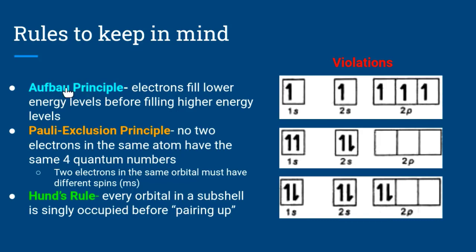So there are a few rules that you need to keep in mind. It's the Aufbau principle. What it basically says is that electrons fill lower energy levels before filling higher energy levels. A violation of the Aufbau principle would be something like this on the right-hand side. If you'll notice, before filling the 1s shell completely, there are electrons in the 2s shell and the 2p shell. So that's a violation of the Aufbau principle.